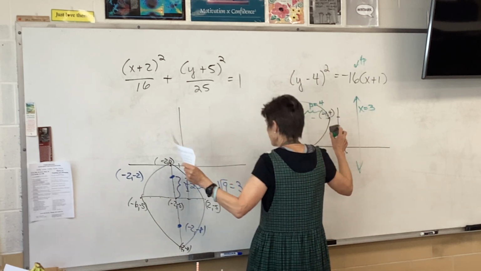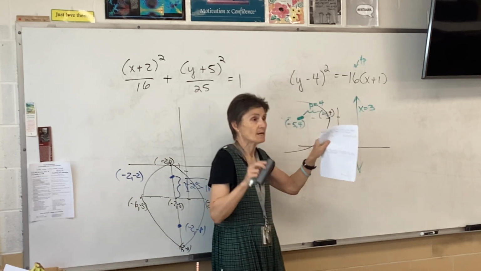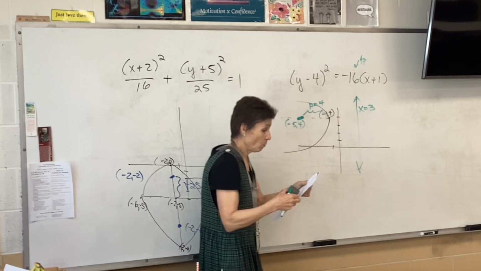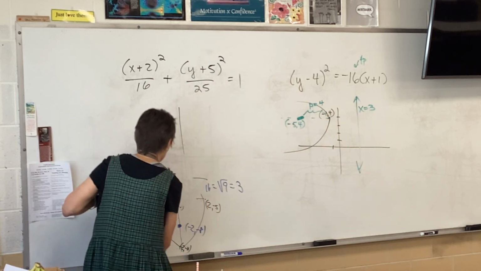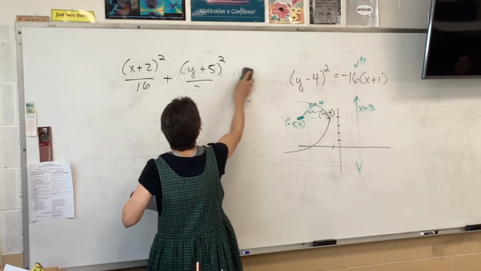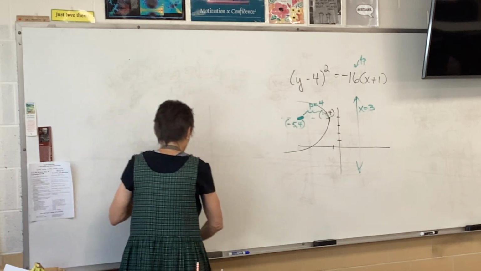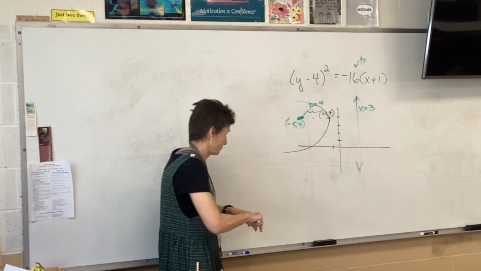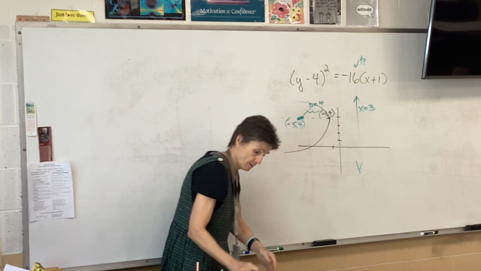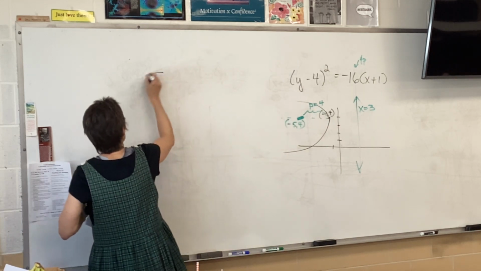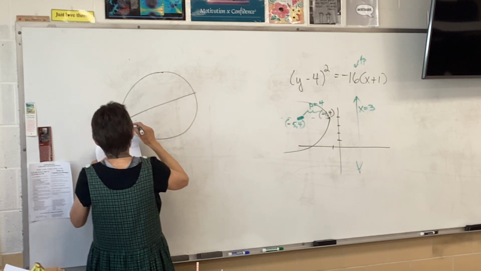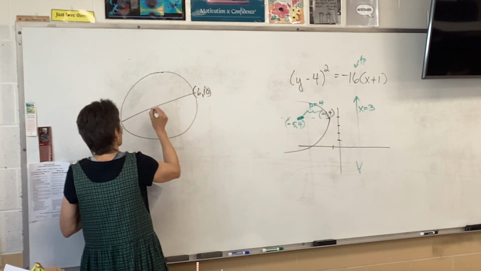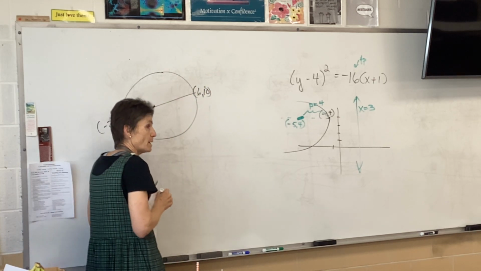The first 4 questions were, here's the equation, find the info. Now, we're gonna do, here's the info, find the equation. All right, so this is gonna be a circle. And we know that the diameter has endpoints at (-2, 4) and (6, 10). And we're gonna write the equation of the circle.